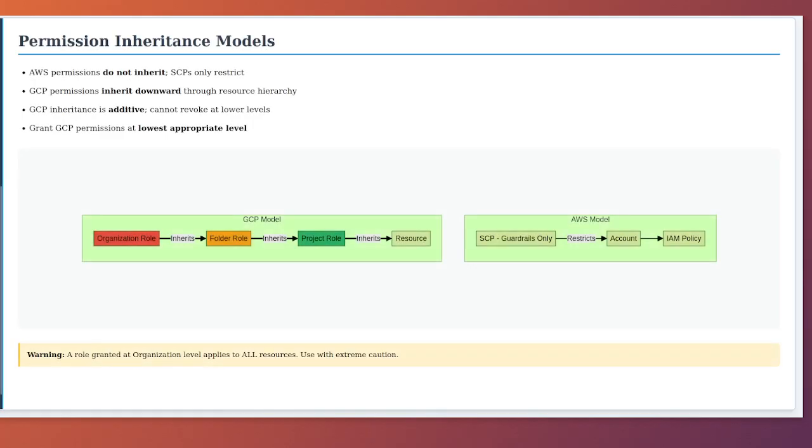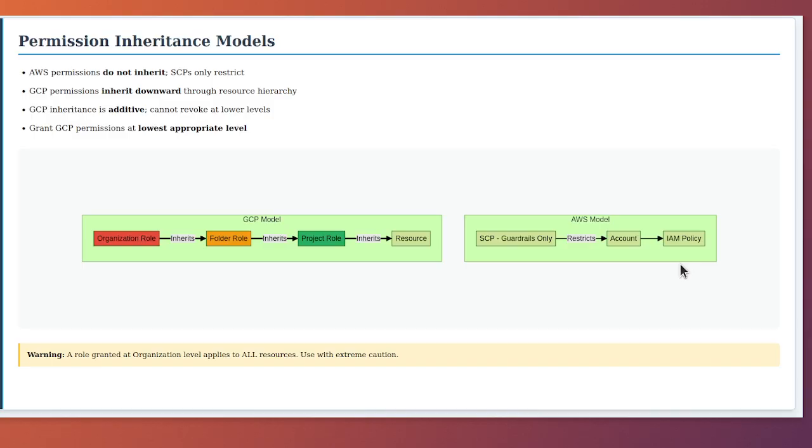For deny functionality in GCP, you use organization policies or IAM deny policies, which are separate constructs from regular IAM policies. Permission inheritance models. Understanding how permissions inherit is critical for both platforms, but the models differ significantly. In AWS, permissions generally do not inherit. If you grant permissions to an IAM user, those permissions apply to that user regardless of any organizational structure. AWS Organization Service Control Policies, or SCPs, do create a form of hierarchy, but they only restrict, they do not grant permissions. SCPs define the maximum permissions that accounts in the organization can have, but actual permissions still come from IAM policies attached to identities within each account.